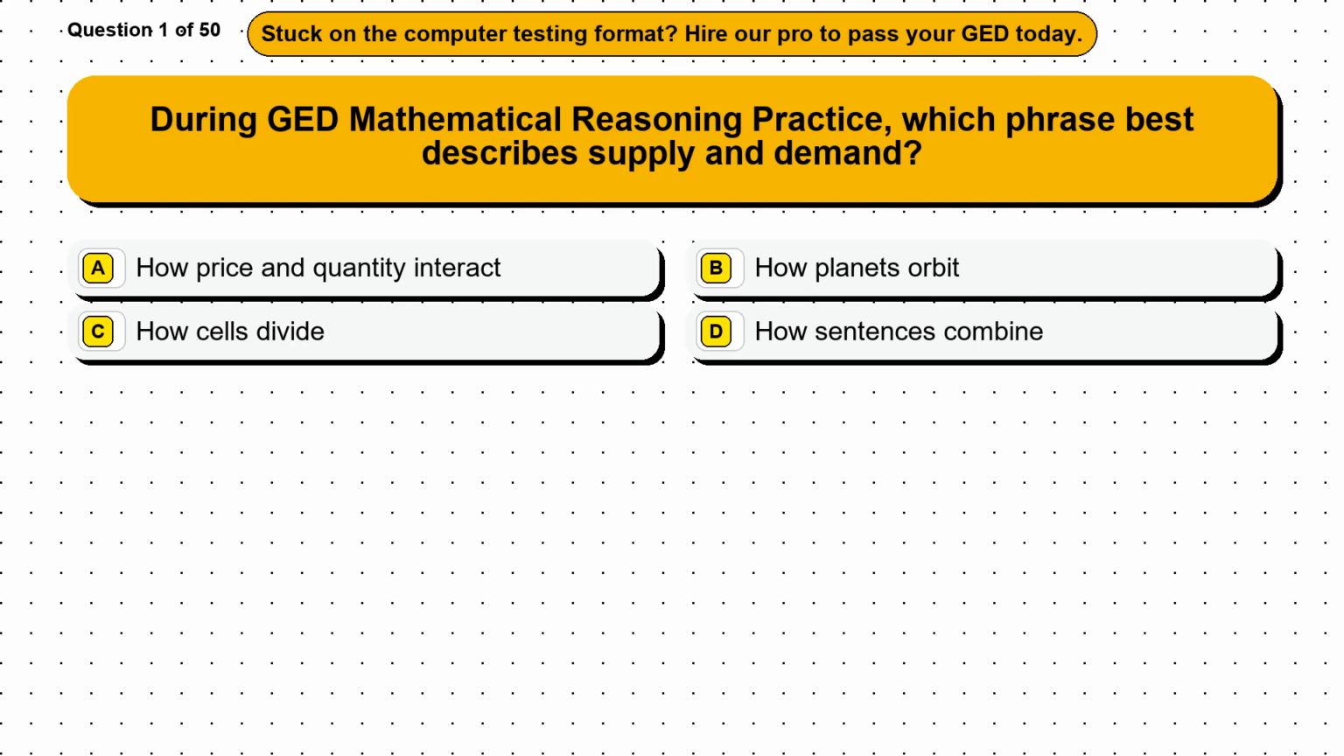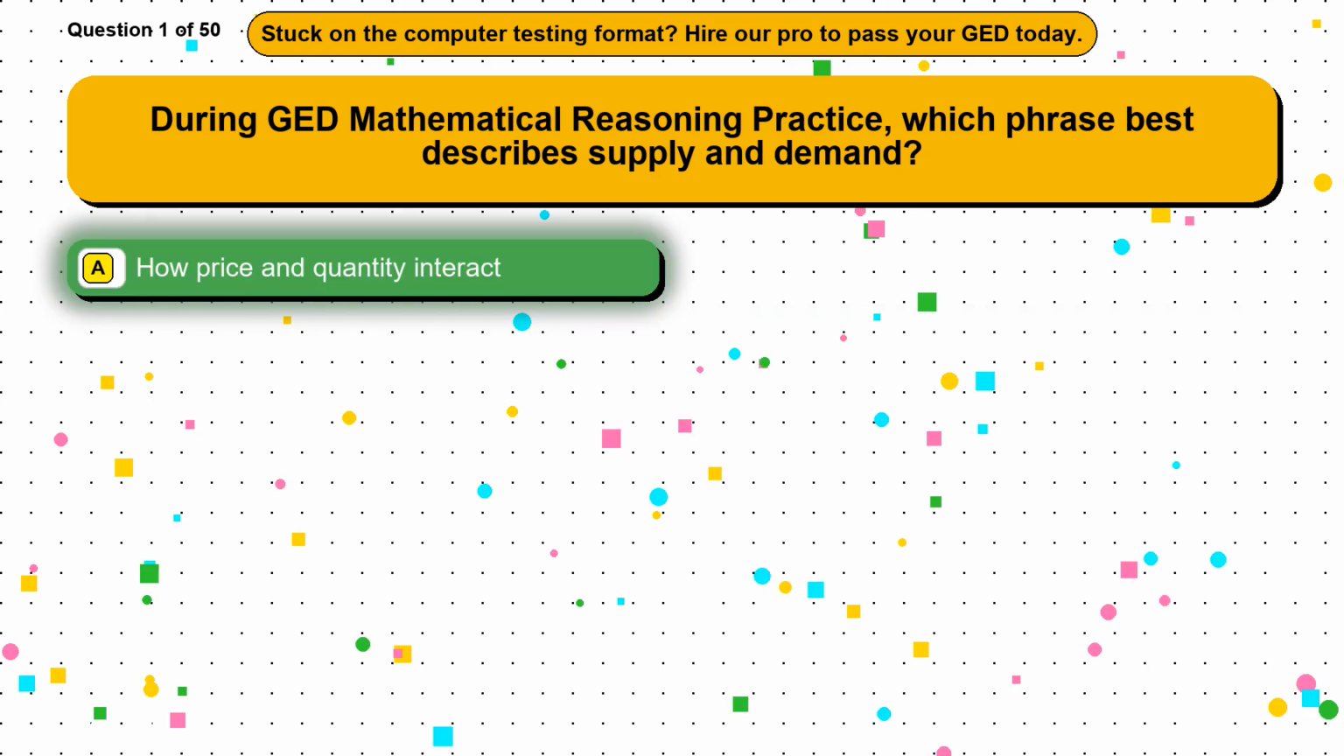Question 1. During GED Mathematical Reasoning Practice, which phrase best describes supply and demand? Option A. How price and quantity interact. Option B. How planets orbit. Option C. How cells divide. Option D. How sentences combine. The correct answer is option A. How price and quantity interact.